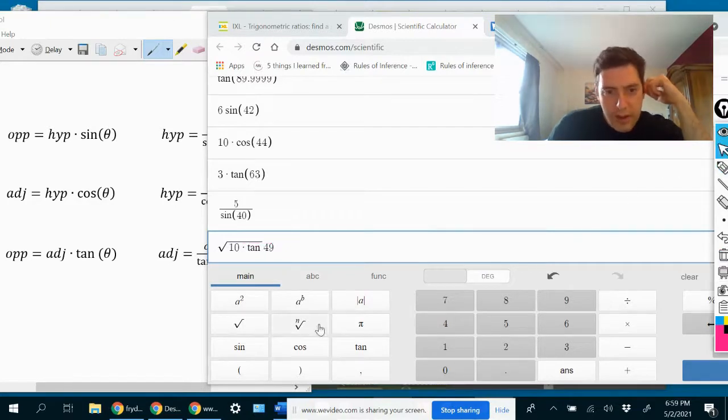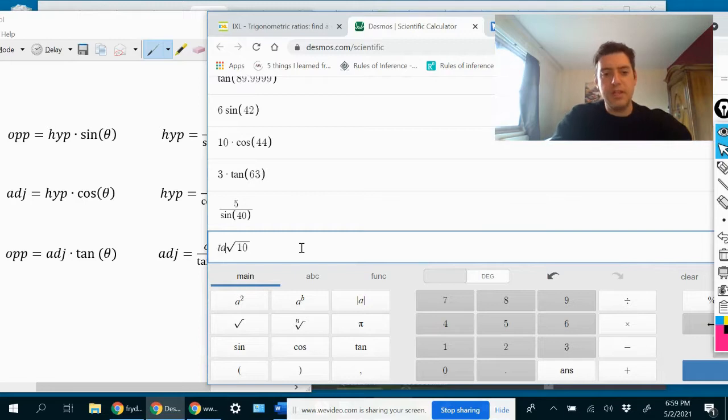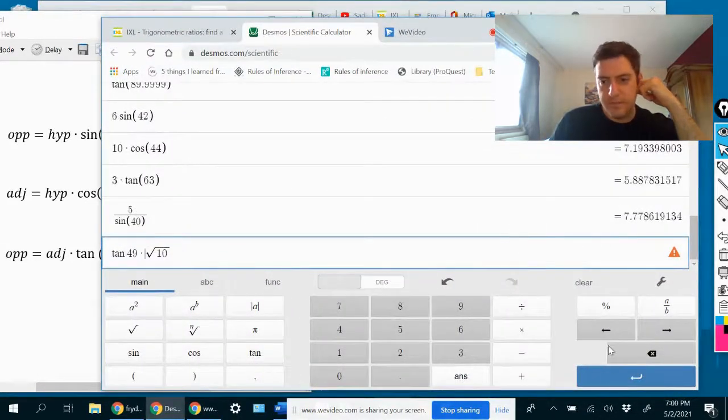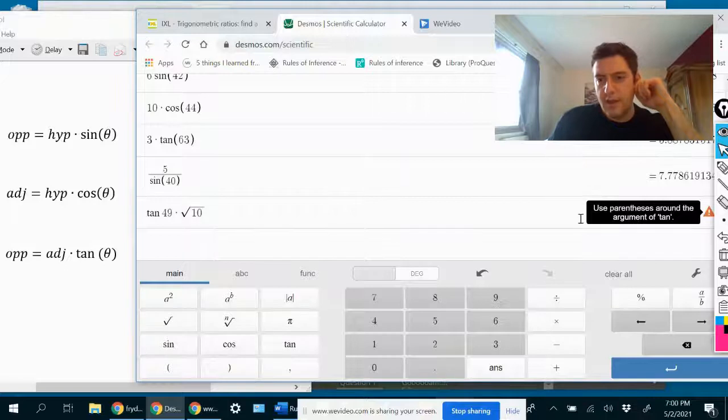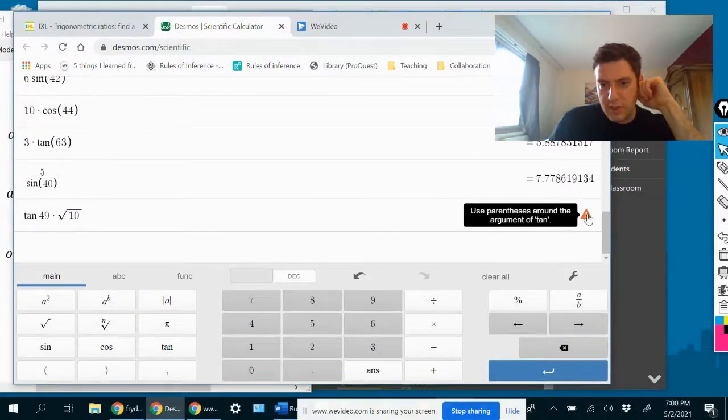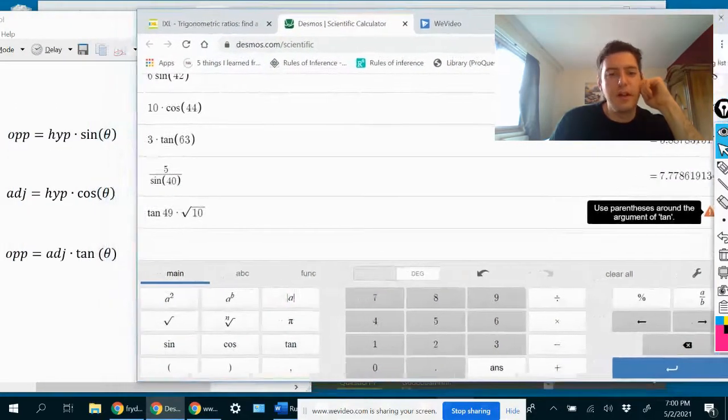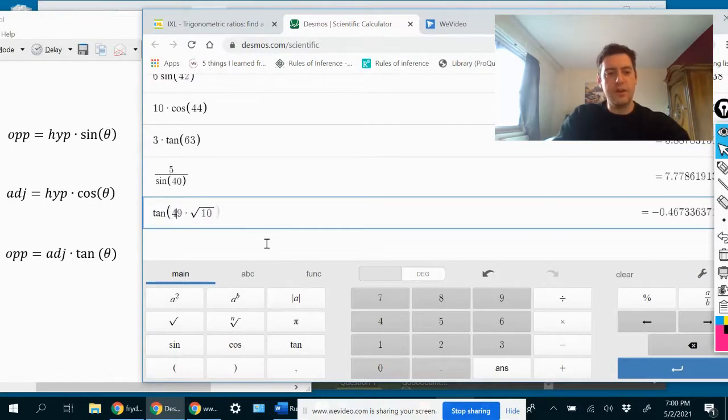So I have to figure out some way of doing this. Maybe what we could do is put the tangent of 49 degrees outside like that, multiplied by the square root of 10. Now I definitely have the tangent of 49 outside of this radical. I don't want it underneath the radical with the 10. What is the problem? I just clicked on this thing, which told me I needed to use parentheses around the argument of tangent. The argument is 49. So I have to put parentheses around there.